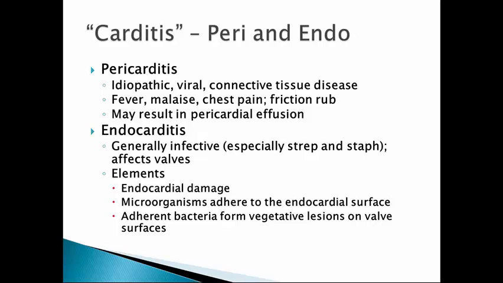These vegetations that form on the valves, along with these clots, can actually embolize. And that's why one of the things you look for in an endocarditis can be petechiae. These are very small clots, and petechiae are a manifestation of clotting in very small vessels.